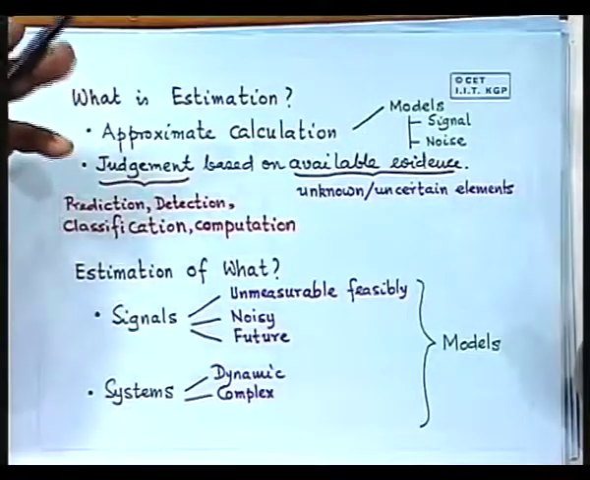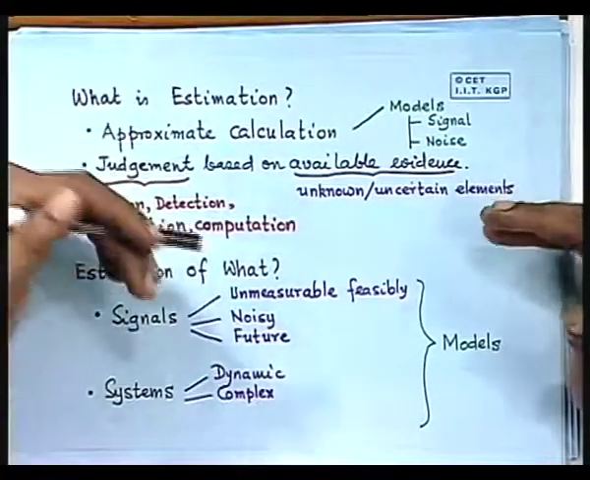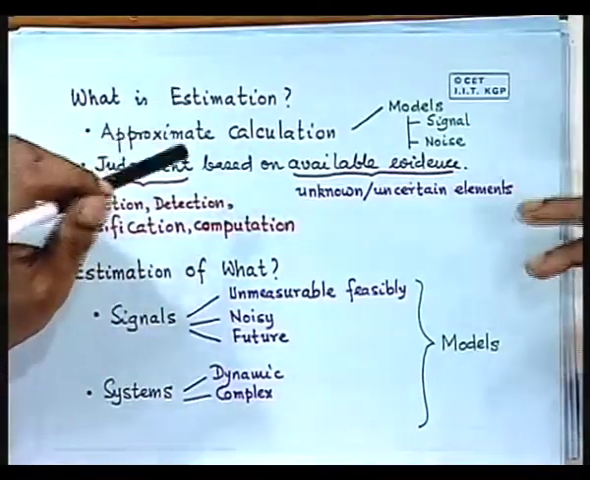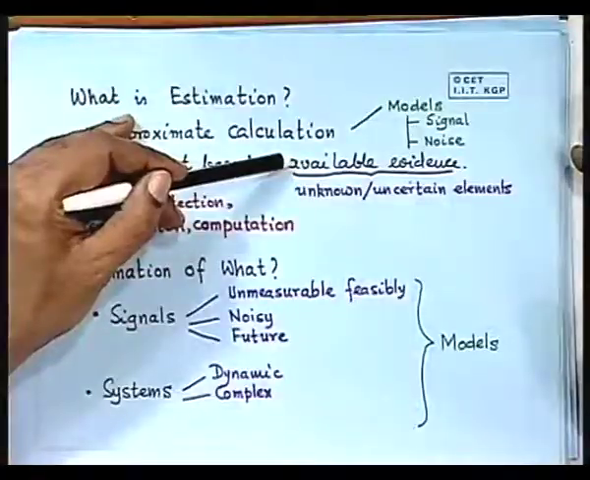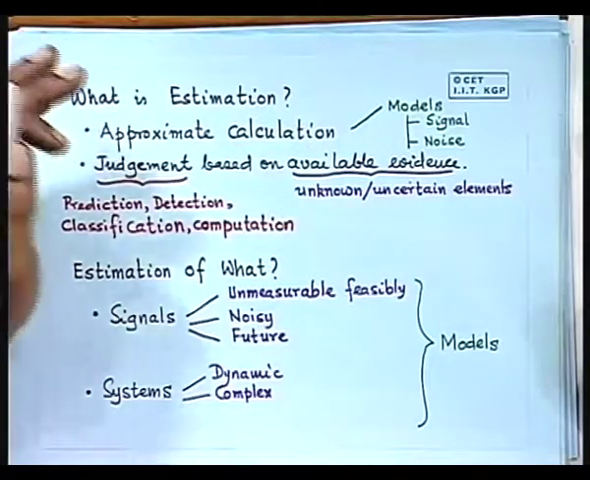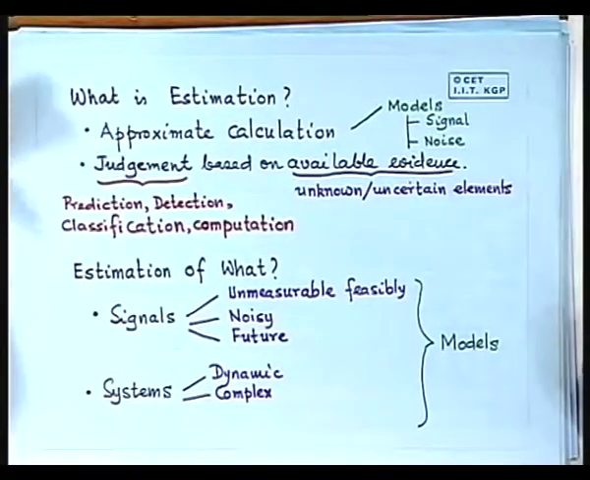Sometimes we cannot measure the exact signal which we are looking for. So, we are trying to see whether through computation we can get back the original signal. In other words, we are trying to compute some desirable information based on available evidence, which may contain various unknown, uncertain, sometimes undesirable elements, which we typically refer to as noise.